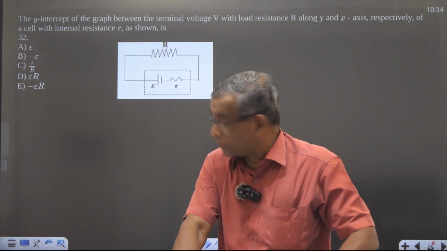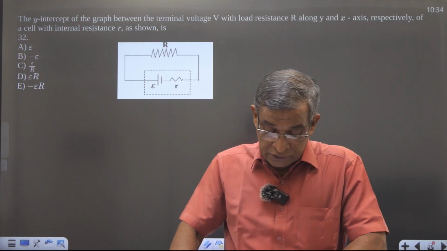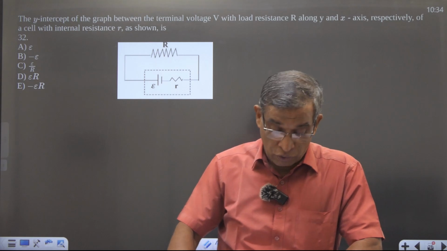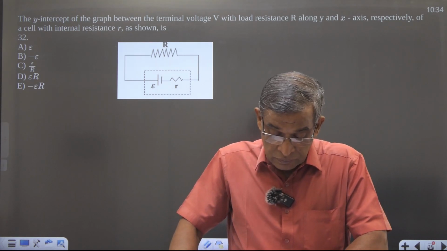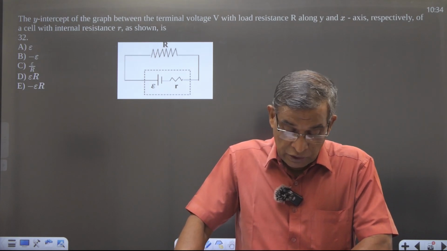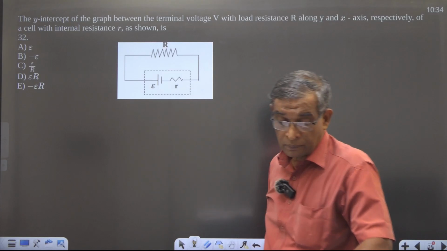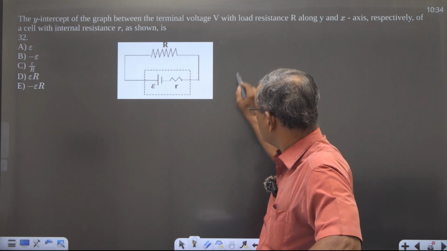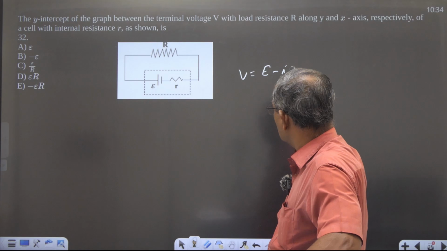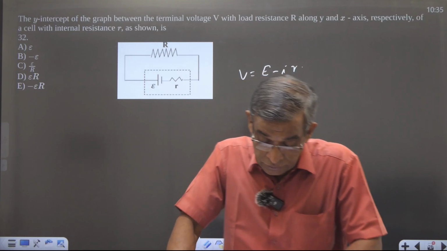The y-intercept of a graph between terminal voltage and load resistance along the y and x axes, with terminal PD on the y axis and load on the x axis respectively, of a cell with internal resistance r, is shown. We are given a figure. What is the terminal PD equation? V is equal to E minus I into r, where r is the internal resistance.